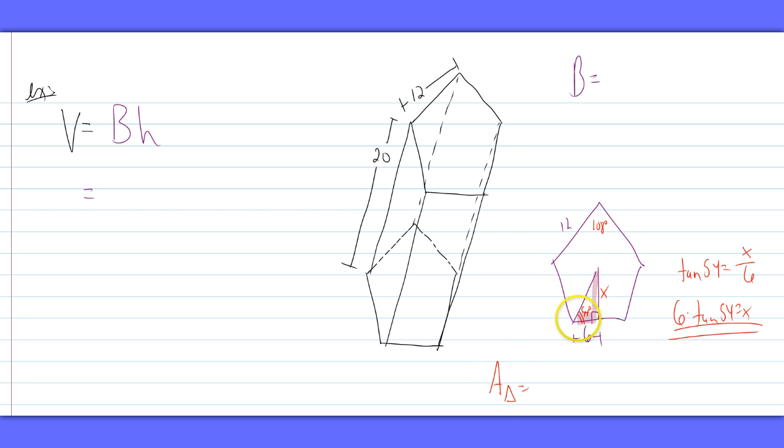The reason why that's significant is because we can use that to find the area of this little gray triangle. Area of a triangle is 1/2 times base. Our base is 6 times the height. The height is represented by that x, which we just found to be 6 times the tangent of 54. And if we multiply all those coefficients together, we get that the area for that one little gray triangle is 18 times the tangent of 54.